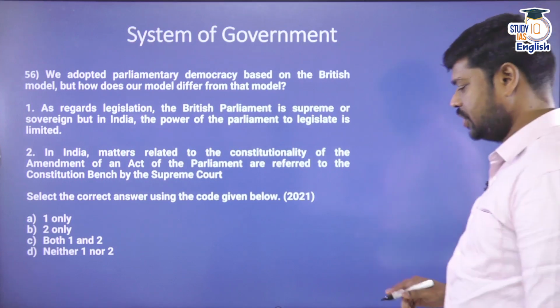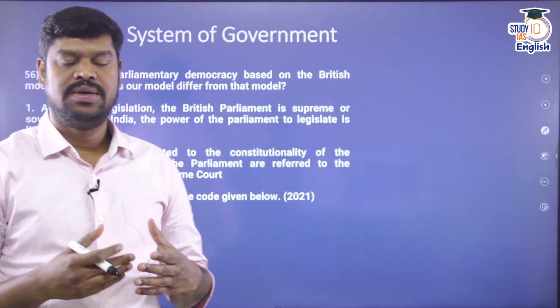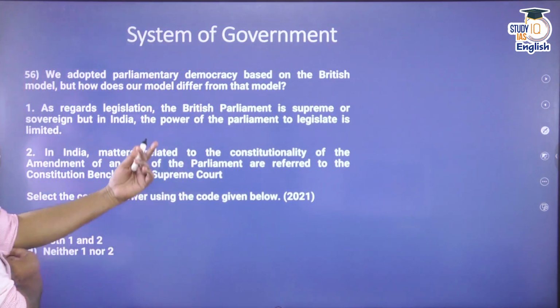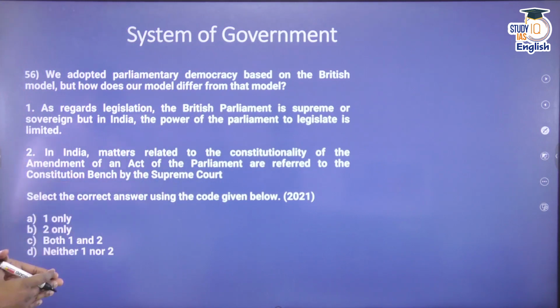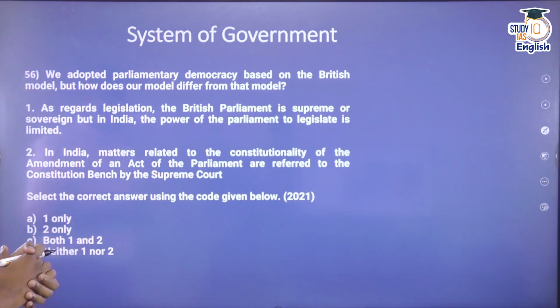Come to the next question, where again there is a comparison between the Indian parliamentary system and the British parliamentary system. We adopted the parliamentary democracy based on the British model, but how does our model differ from that of the British model? Statement 1: as regards legislation, the British Parliament is supreme or sovereign, but in India, the power of the Parliament to legislate is limited.